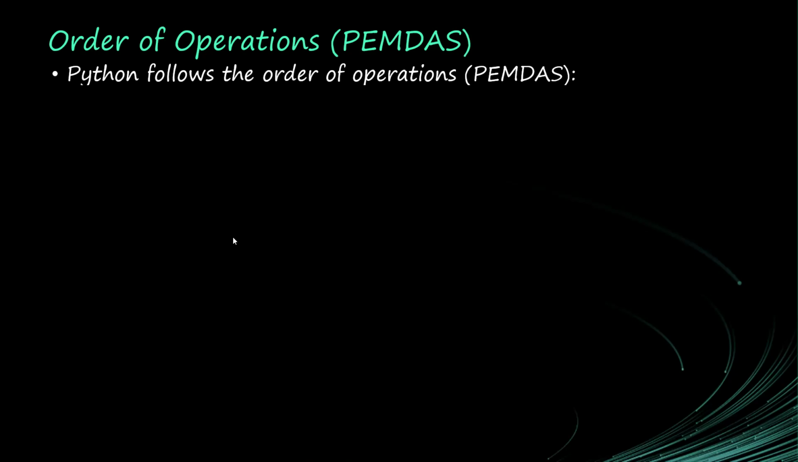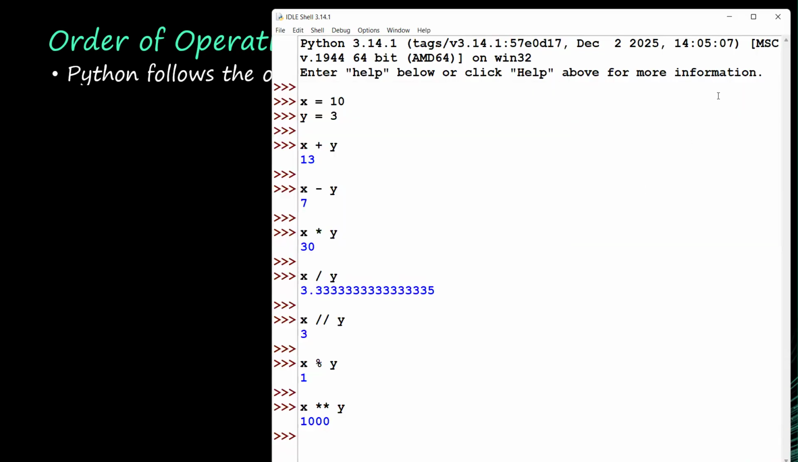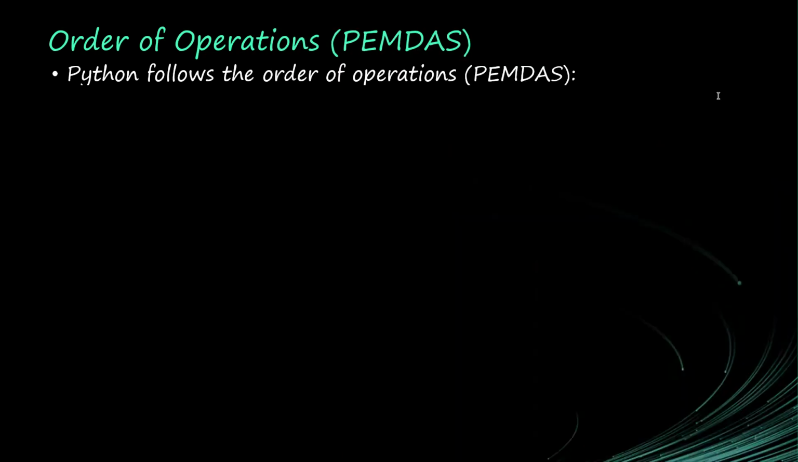We call it PEMDAS. Okay, PEMDAS. So it means parenthesis instead of bracket. Anything in parenthesis will go first, then exponential will come next. So it means that when you have, okay, let me show you something. I will close this and open a new one.